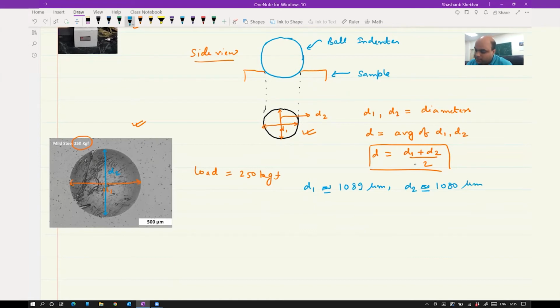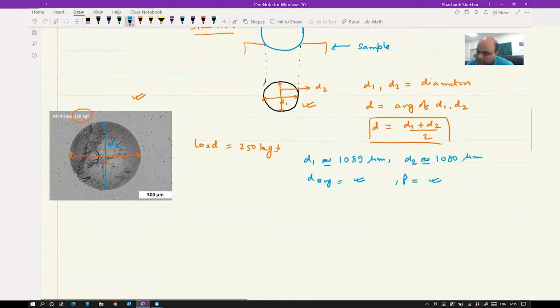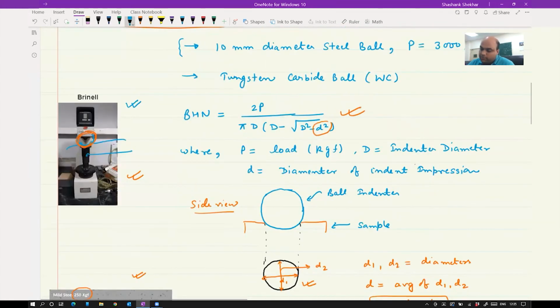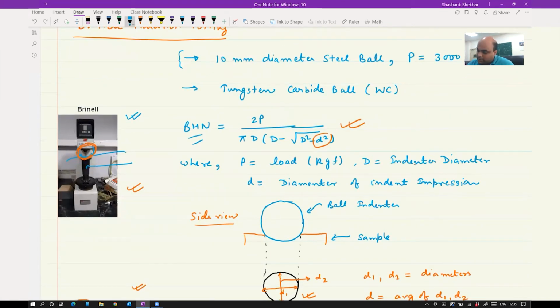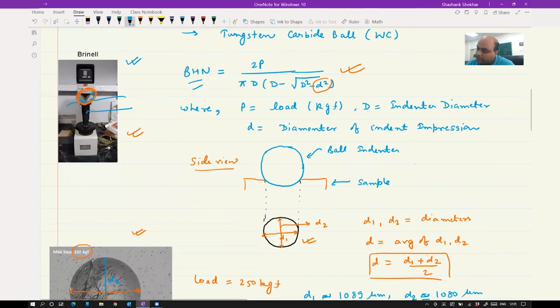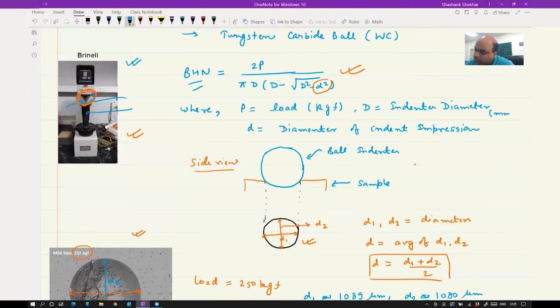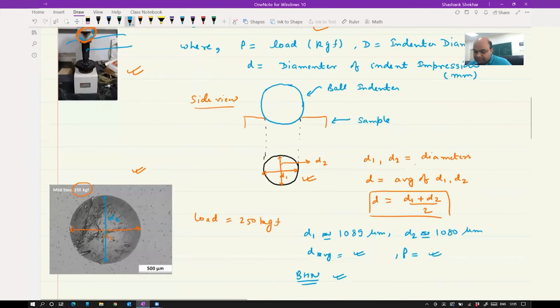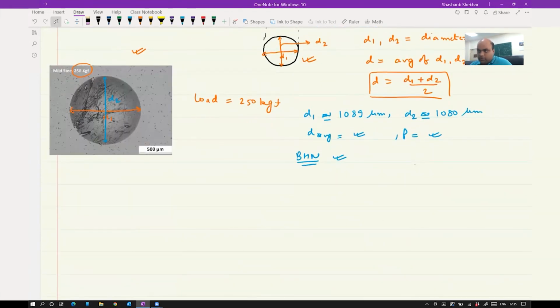So you can calculate the average d. You know P, which is given to you, that is 250 kgf. So you can calculate the BHN number from this formula. Again, this D and small d will be in millimeter, and P will be in kgf. This is how you calculate the Brinell hardness number.